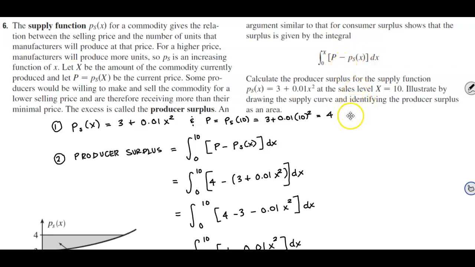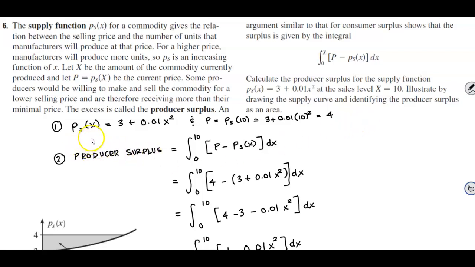We want to calculate the producer surplus for the supply function 3 plus 0.01 x squared at the sales level x equals 10, and then we'll illustrate with a drawing by showing the supply curve and identifying the producer surplus as an area.